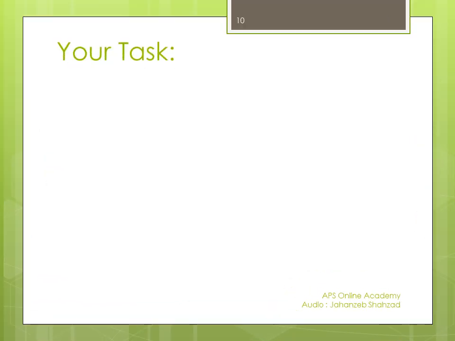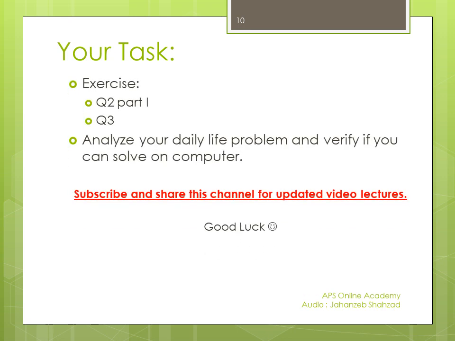Your assignment for the week: you have to solve the exercise questions, question number 2 part 1, and from the long section you have to solve question number 3. And the new thing is you have to analyze your daily life problem and verify if you can solve that problem on the computer. Like if you want to buy a bus ticket, can you solve this by using a computer, yes or no, and you have to write the steps.